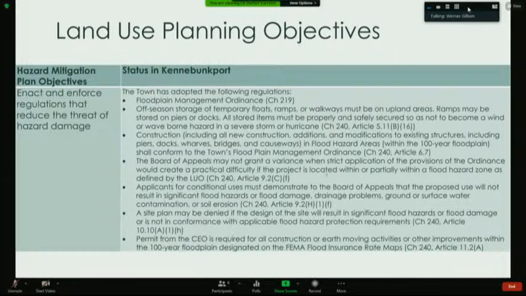I do agree with Dan, like the other piece of it, here's the workaround. I'm not suggesting that. That doesn't need to go in there, but no, I think it's fine. I think it's good to mention in there that the town doesn't permit new docks in velocity zones. Yeah. Great.